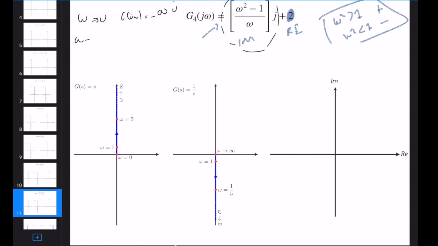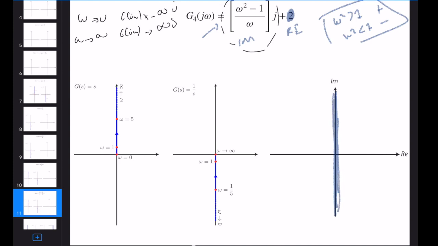When omega is going to infinity, G of j omega is going to where? This will dominate the behavior: infinity times j. So this polar plot technically covers the whole imaginary axis, of course, if we ignore the 2. Okay, so let's do it.